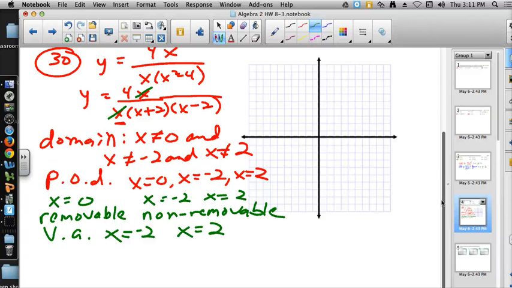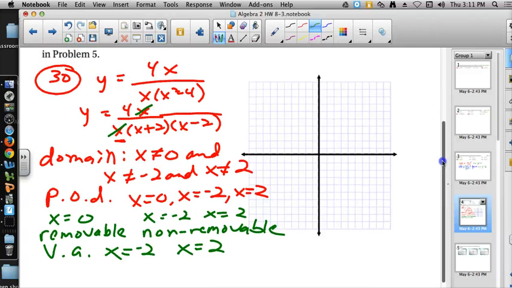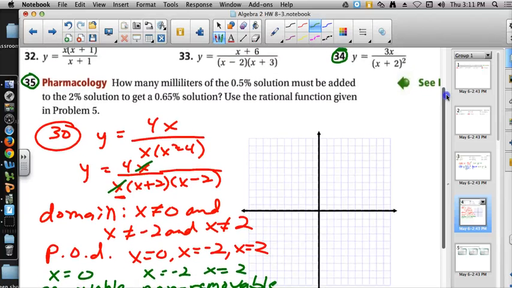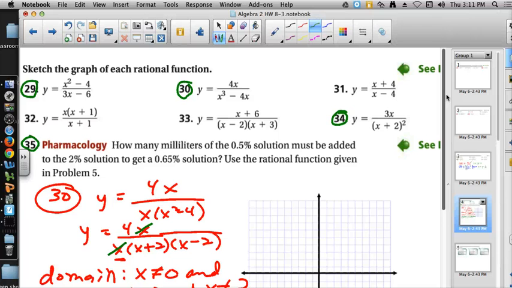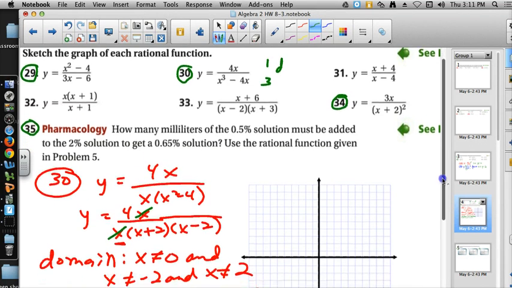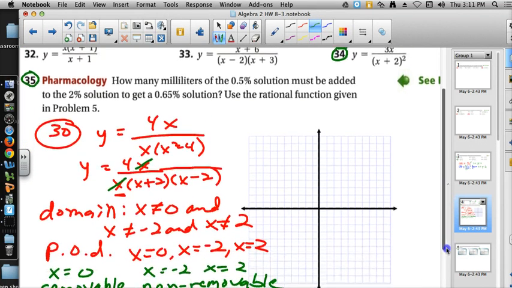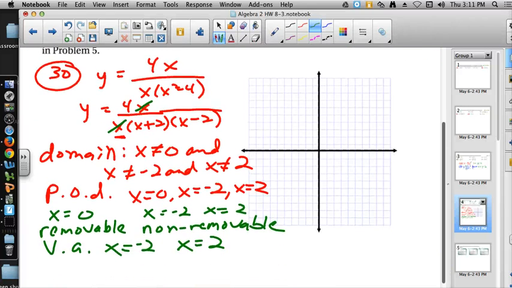And then we can go ahead and think about horizontal asymptotes by going back up and looking at degree. Well, the degree of our numerator, that's an x to the first, so that's a degree 1. And our denominator is a 3. And when the degree of the numerator is less than the degree of the denominator, then we get the horizontal asymptote y equals 0.